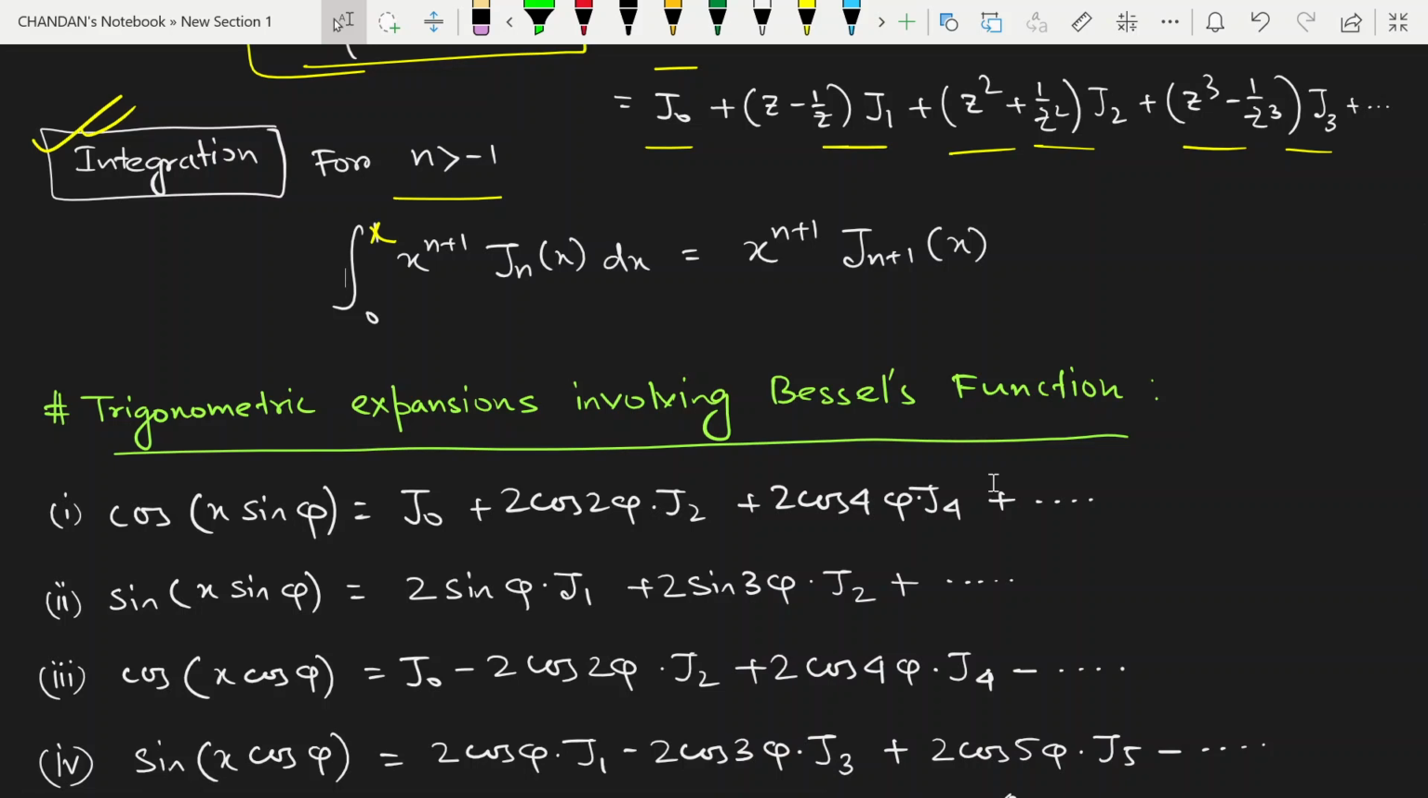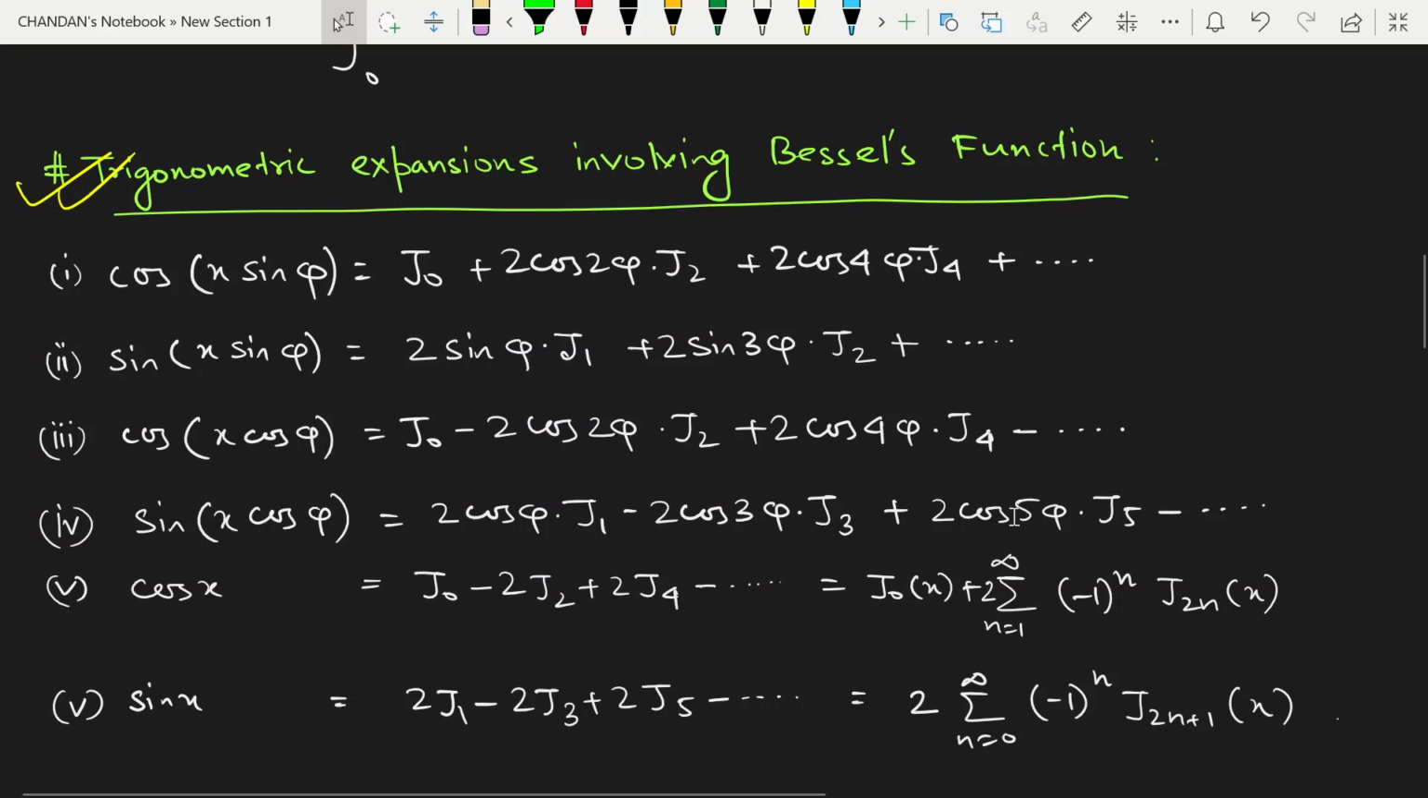Now there are some trigonometric expansions involving the Bessel function. These trigonometric expansions are very important from your exam point of view. Again, I am not going into the proof part of these trigonometric expansions.